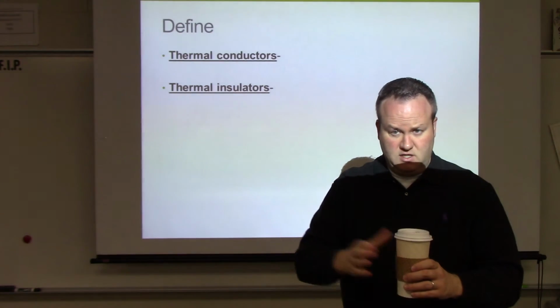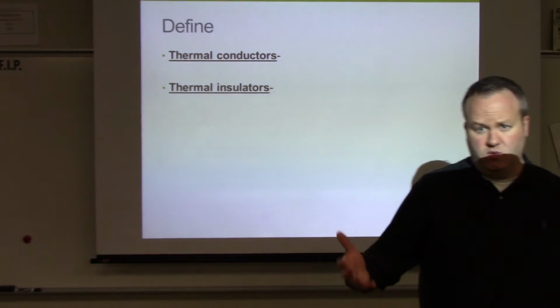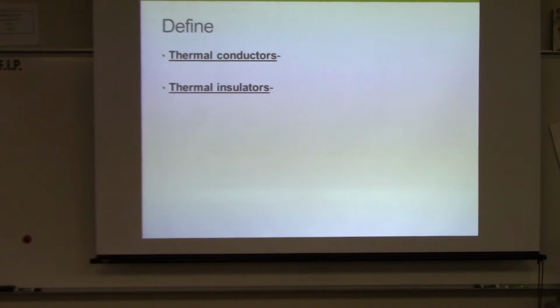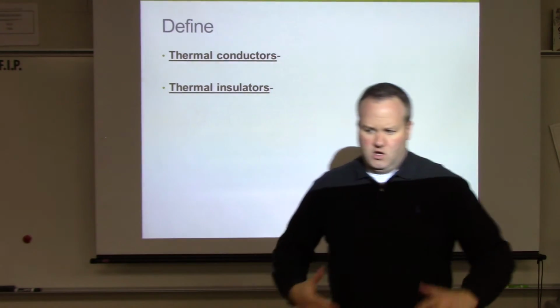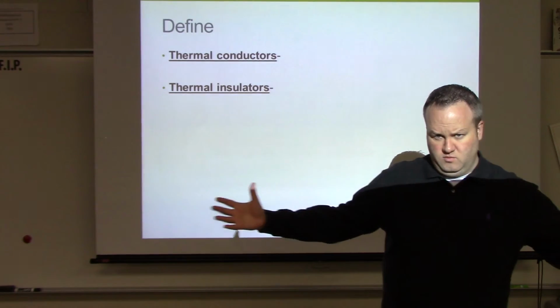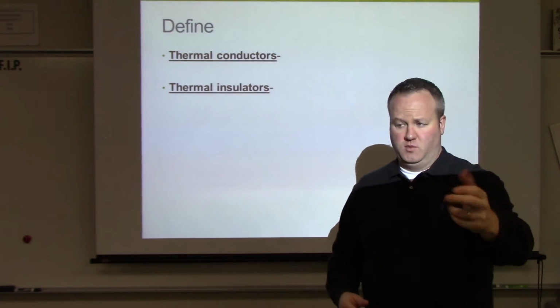Your jacket that you're probably wearing today, because it was kind of chilly this morning, is also an insulator. What it does is it allows you to prevent your energy from your body going out into the air around you. It prevents that from happening. So it stops heat, or it stops the movement of thermal energy.